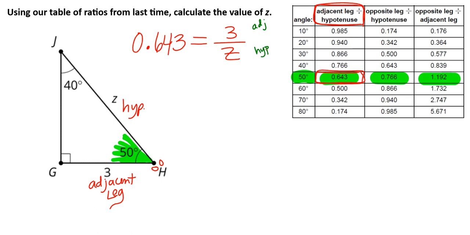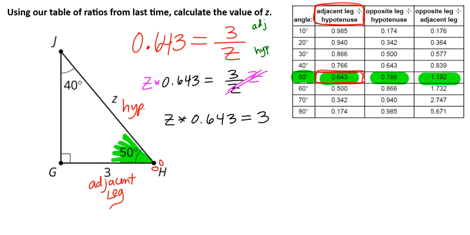So if I want to solve this equation, I need to multiply both sides of the equation by Z, which cancels the Z out on this side. So my equation now looks like Z multiplied by 0.643 is equal to the number 3. And we're trying to solve for Z, so we need to divide. And we'll divide both sides of our equation by 0.643. That will cancel that out. And of course we do it to both sides of our equation.